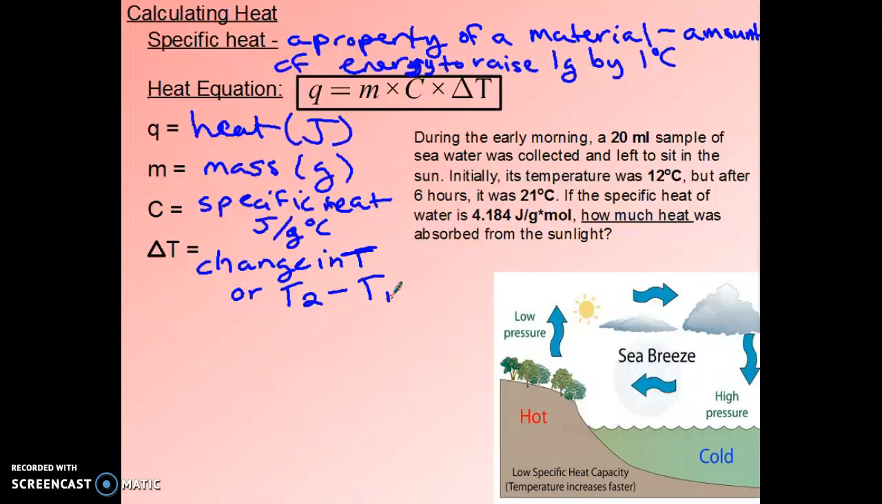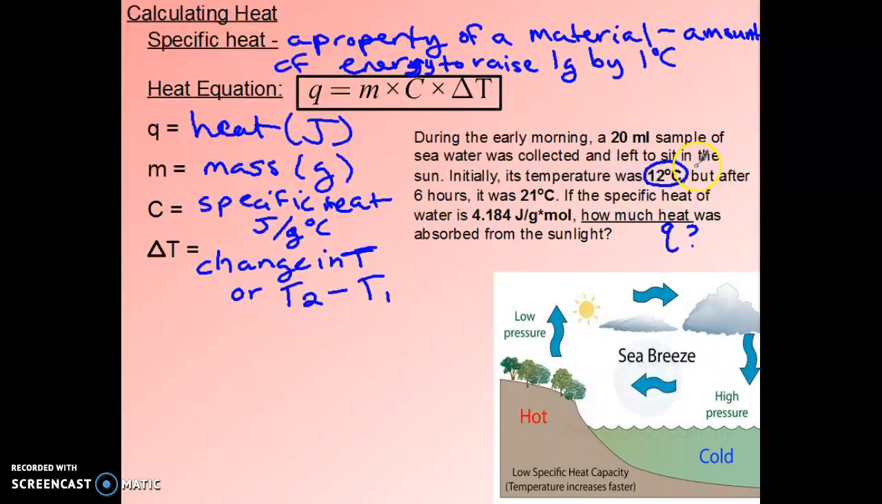During the early morning, a 20 milliliter sample of seawater was collected and left to sit in the sun. Initially, its temperature was 12 degrees Celsius, but after 6 hours, it was 21 degrees Celsius. If the specific heat of water is 4.184 joules per gram times degrees Celsius, how much heat was absorbed from the sunlight? Okay, so if we're looking for how much heat, that means we're going to be looking for Q. That's our unknown, Q.